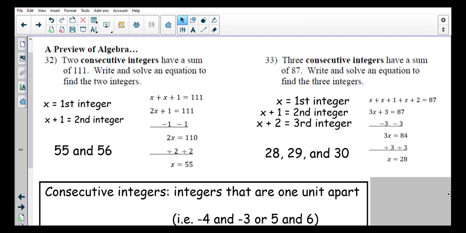So again, that's just a really quick, short version of a few more challenging word problems. We'll, of course, see some more to practice in class as well.